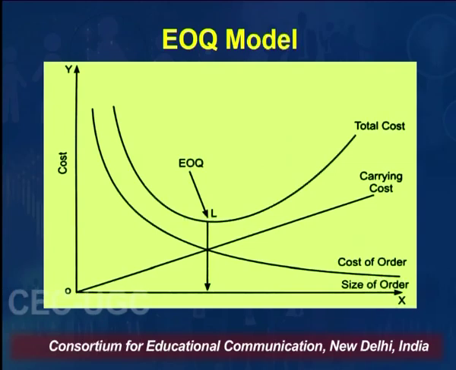So, when the size of order is increasing, the carrying cost is also increasing. But when the size of order is increasing, the cost of ordering is falling, and the combination of these two makes our total cost. The purpose of using this EOQ model, or the purpose of cash management, is to reduce the total cost. So, the level of ordering inventory at which we are able to achieve the lowest total cost is the ideal situation for us, and this is suggested by the EOQ model.